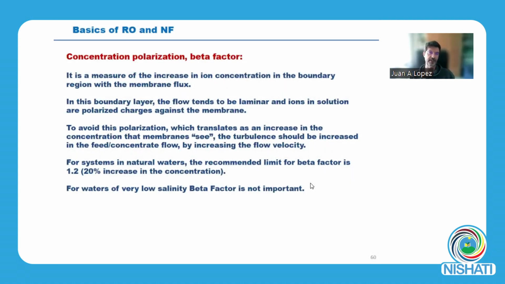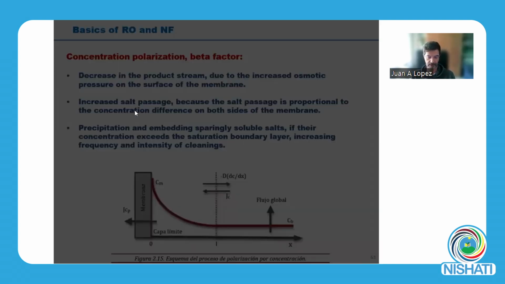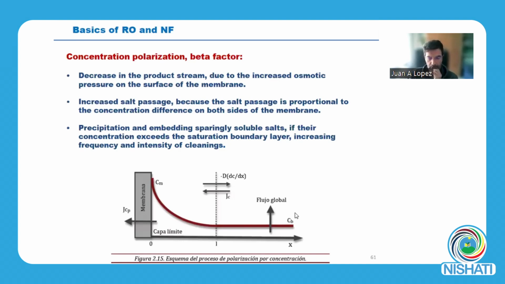So the concentration polarization is also an important issue. I will show you that the concentration polarization is very important. Why? Because when water is passing through the membrane, the solutes, the salts, bacteria, are concentrating on this side of the membrane. So an increase in the concentration polarization means that there is a decrease in the product stream due to the increase of osmotic pressure on this side.